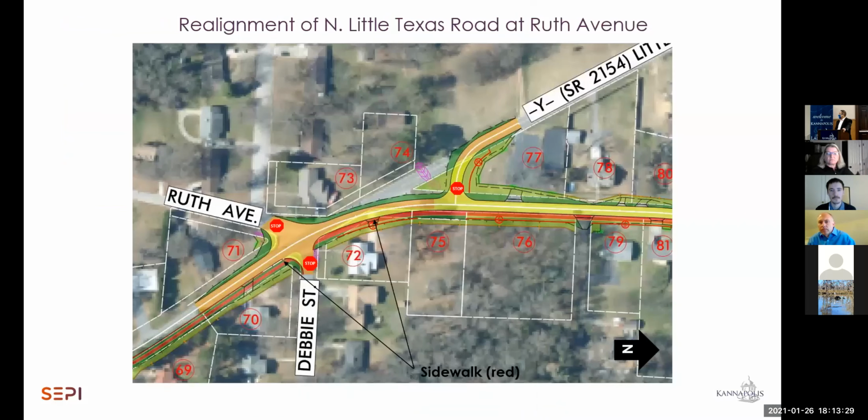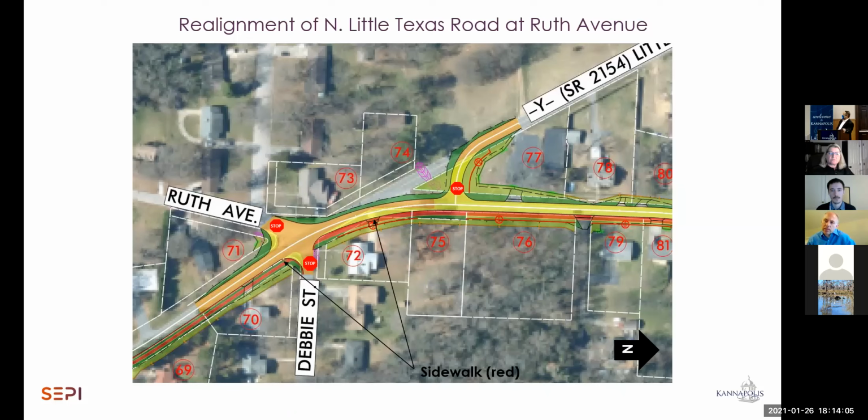Next slide, please. So we're going to come back and talk a little bit more about the realignment of the Ruth Avenue and Little Texas intersection. Currently, Little Texas is the through move, meaning there's no stop that has to occur on Little Texas traveling from south to north. With this project, the intersection is going to be realigned to make Ruth Avenue to Little Texas and vice versa the through move. And part of that is there's a future signal going in at Lane Street.